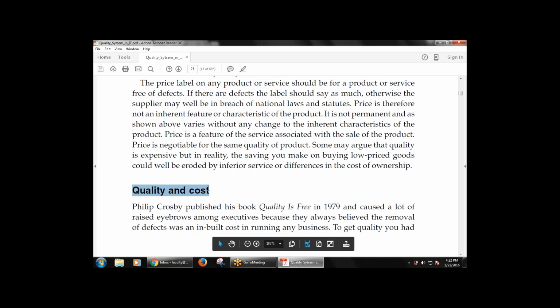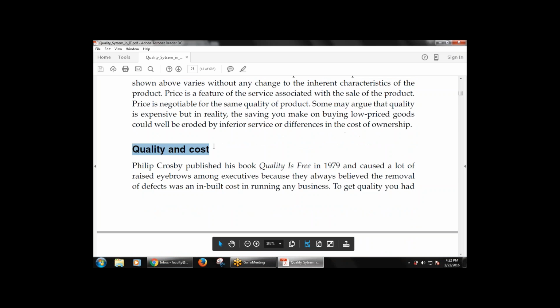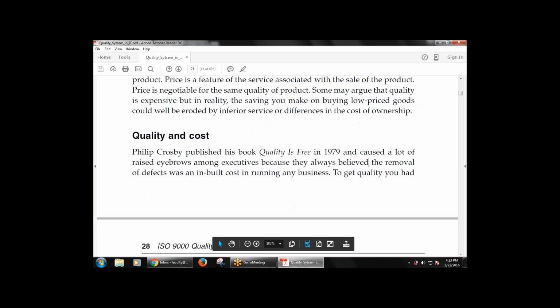Then quality and the cost. So this is the relationship between the quality and the price. Now there is a relationship between the quality and the cost. Crosby published in his book Quality is Free in 1979 and caused a lot of raised eyebrows among the various executives, because they always believed the removal of defects was an inbuilt cost in any business.